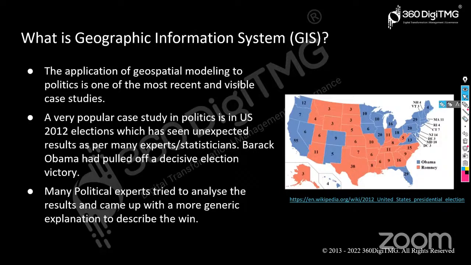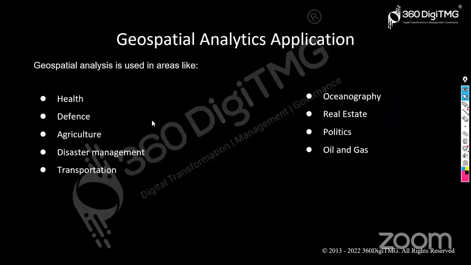Not just politics. You can go through Wikipedia again to see all that information. But geospatial analysis can be used in various areas like pandemics, which I have talked about, politics we have talked about, defense, heavily used, agriculture, definitely very heavily used, disaster management, transportation, oil and gas, oceanography, and real estate. So all these are different areas where geospatial analytics is being used.